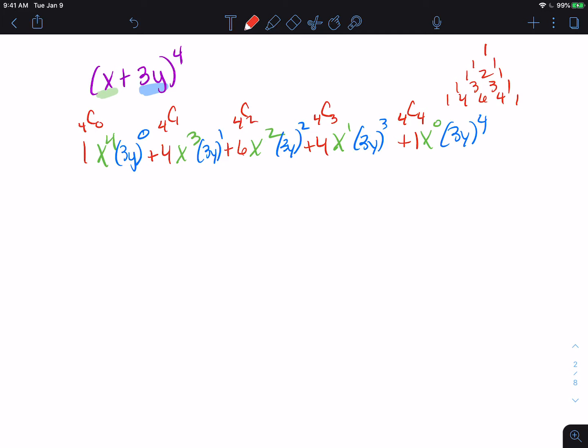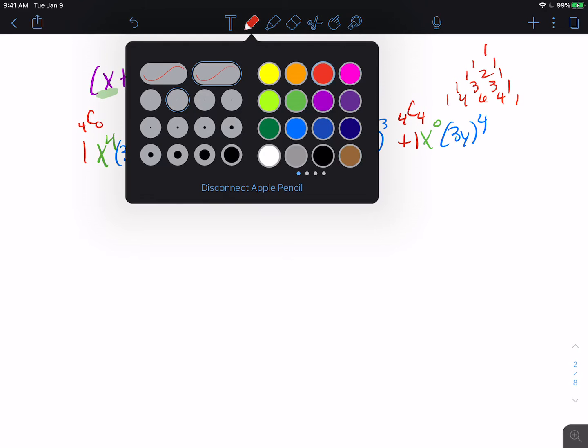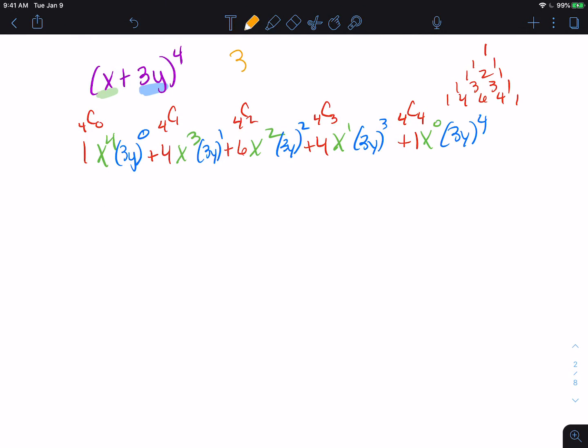Okay, we're going to take a look at how to find a specific term when we do a binomial expansion. So I put this binomial expansion out already for you so that you could see the patterns that we are going to talk about. So if I wanted, say, the third term of this one, I could go about expanding the whole thing and then saying, well, this is my first term, this is my second term, this is my third term, this is my fourth term, and this is my fifth term.